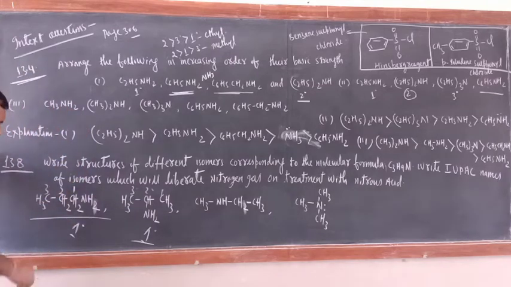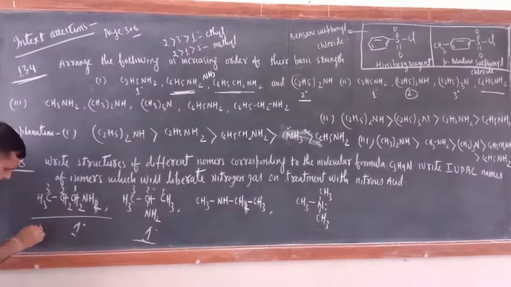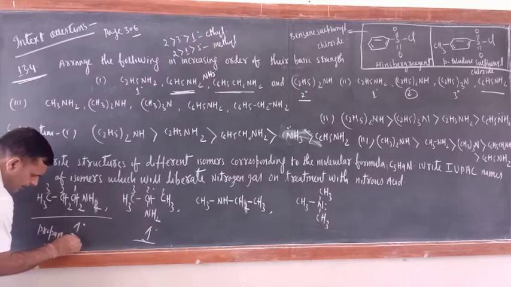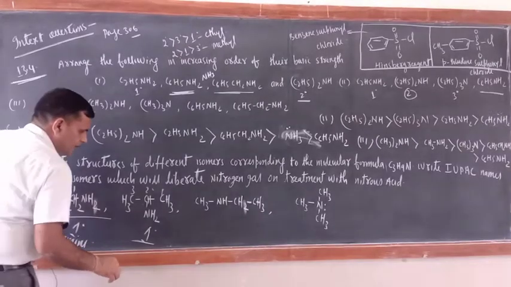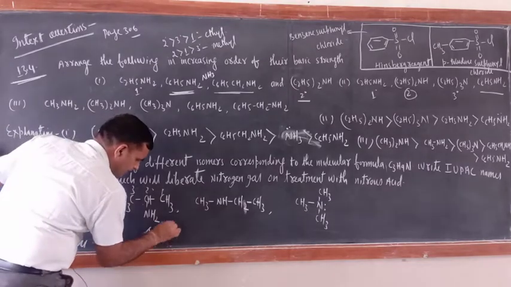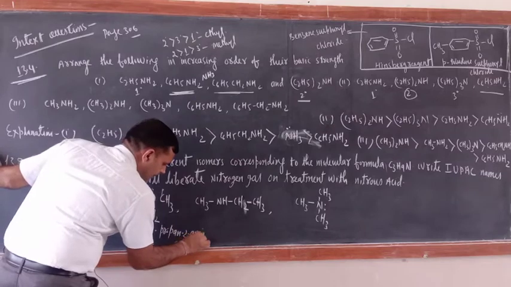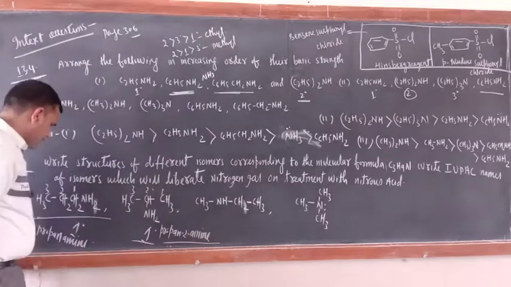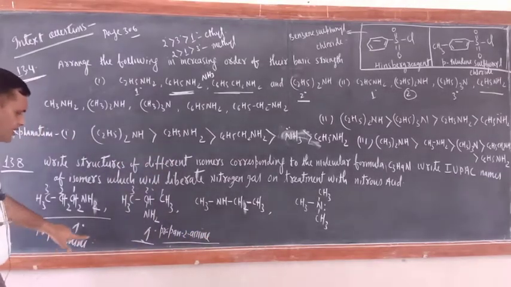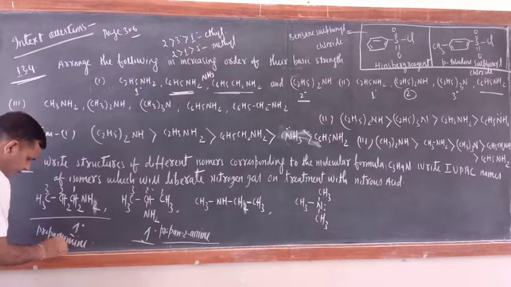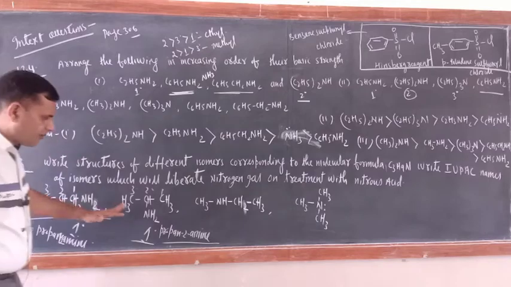What is the IUPAC name of this one? IUPAC name of this one is propanamine. And what is the name of this one? Propan-2-amine. This is propan-1-amine, this is propan-2-amine. Please write here 1, propan-1-amine. Okay, no problem at all.